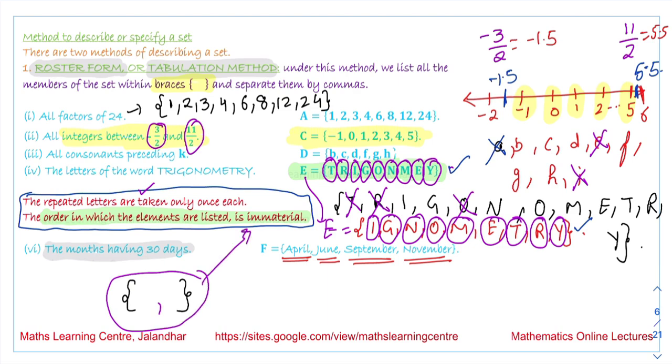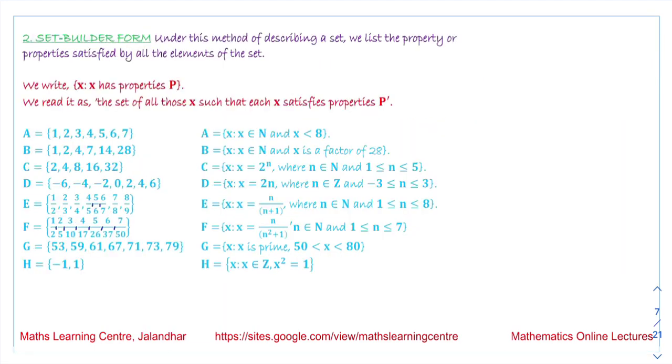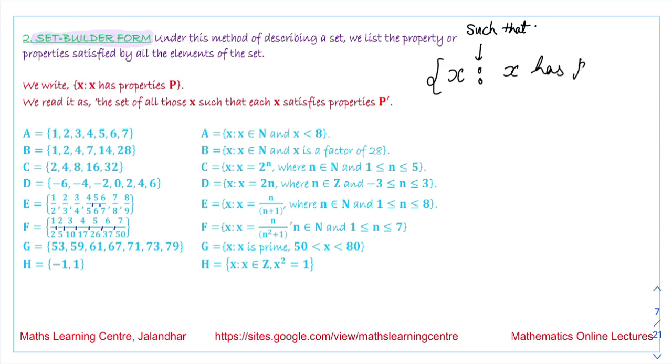Now the second form to represent a set is the set builder form. In this method, we list the property satisfied by all the elements of the set, and we write it in the form: put the bracket over here, we write x, then the symbol for such that, and then we write x has property p. It will be more clear to you with an example.